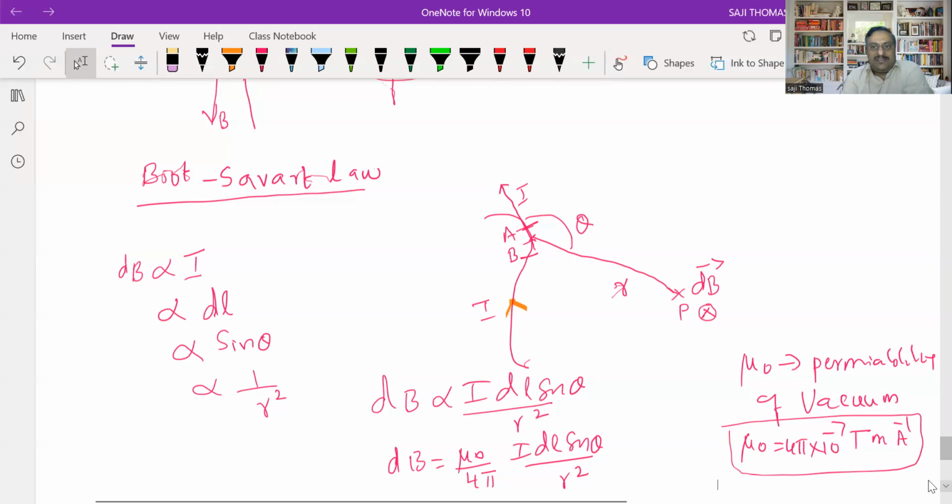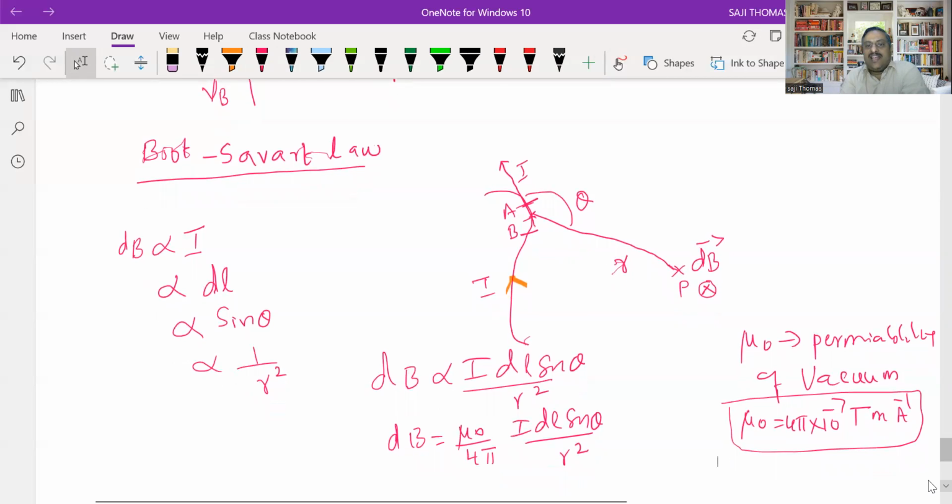So, Biot-Savart law statement, I will tell you the statement again. The magnetic field at a point due to an elementary length of a conductor is directly proportional to the strength of the current, directly proportional to the length of the element, directly proportional to the sine of the angle between the direction of current and R, the line joining the element and the point P, and inversely proportional to the square of the distance between the point and the element. This is Biot-Savart law's statement.